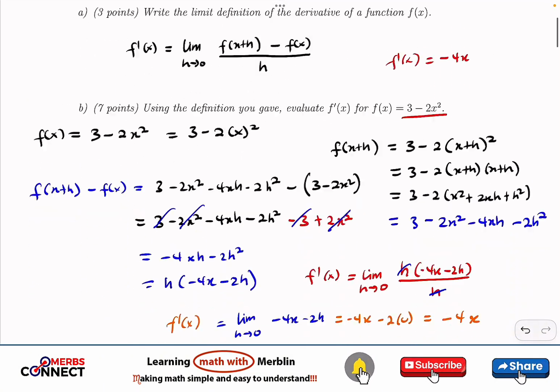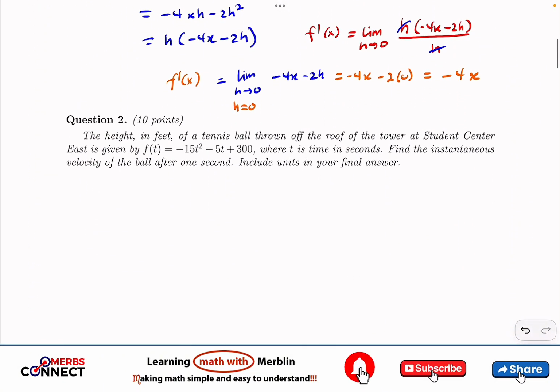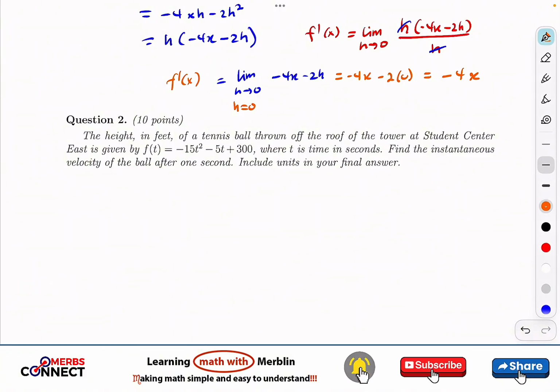All right. Let's look at question 2. Question 2 is saying that the height in feet of a tennis ball thrown off the roof of the tower at Student Center East is given by this, where t is time in seconds. We want to find the instantaneous velocity of the ball after 1 second. So after 1 second means that we want to find the instantaneous velocity at t is equal to 1.